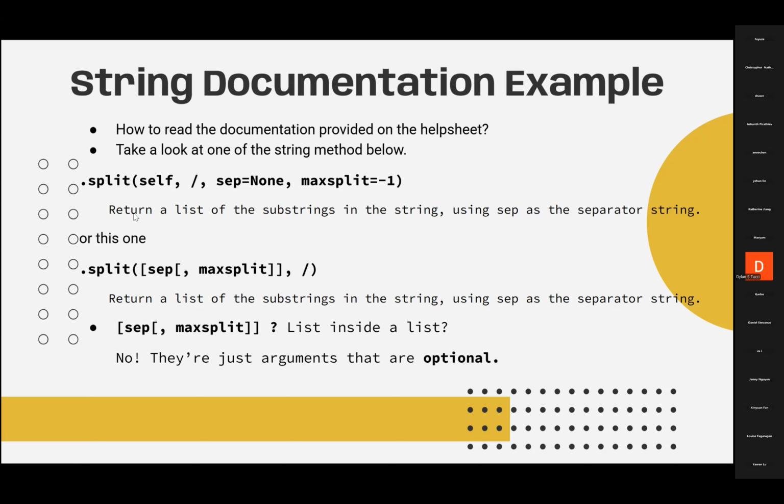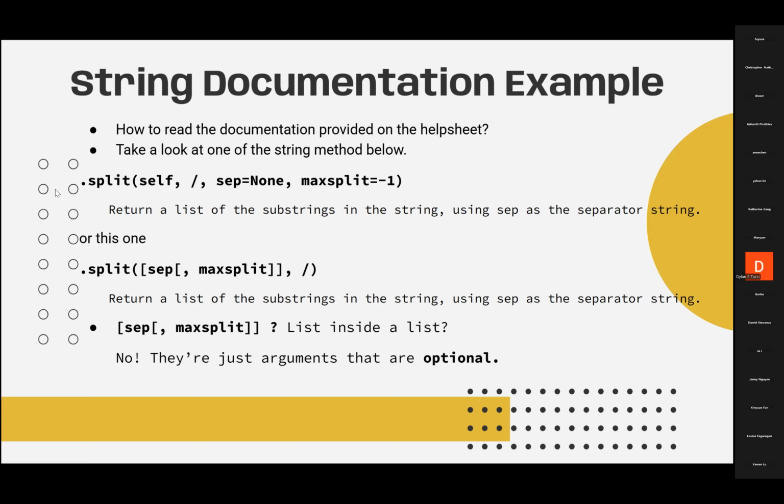I kind of forgot which one will be provided, the first one, split self, or the second one, split with the list type, with the square brackets. So I'll just explain both of them. The first one is dot split. If in the exam you find in the help sheet there is dot split self, slash, sep equal none, maxsplit equal -1, then it means that there's a method for a string, and the method is called split.